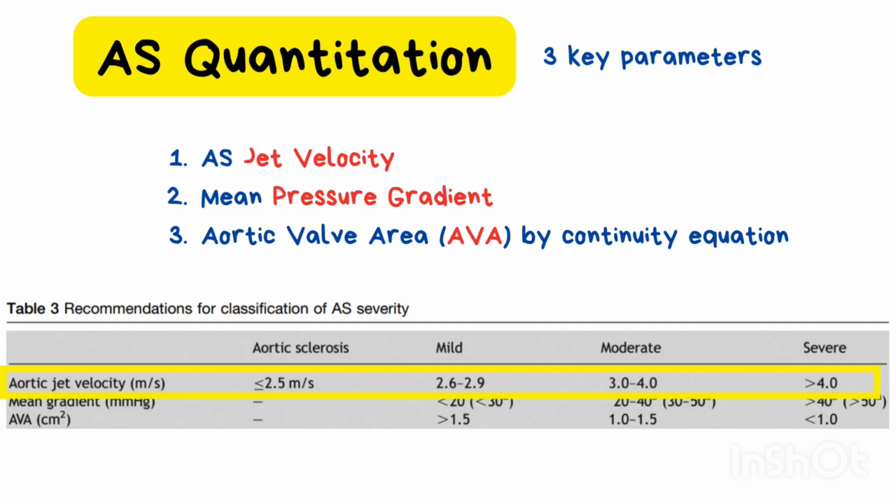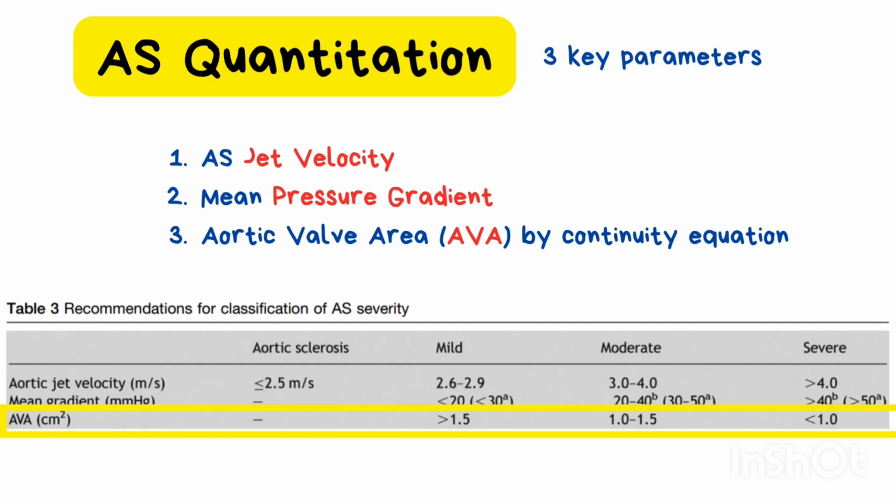Let's break them down. If the aortic jet velocity is, say, 3.9 meters per second, that places the patient in the moderate AS category. If the mean pressure gradient is greater than 40, that's a sign of severe AS. And if the aortic valve area is still greater than 3, that's considered physiologic, meaning the valve is functioning normally. However, if the valve area falls below 3 but stays above 1.5, we're looking at mild aortic stenosis.